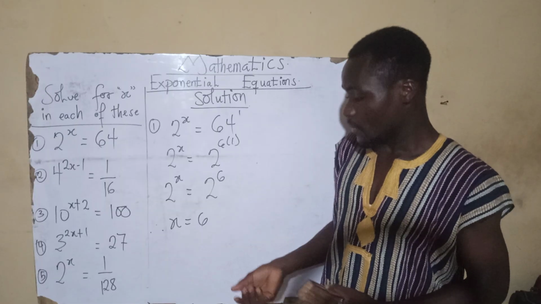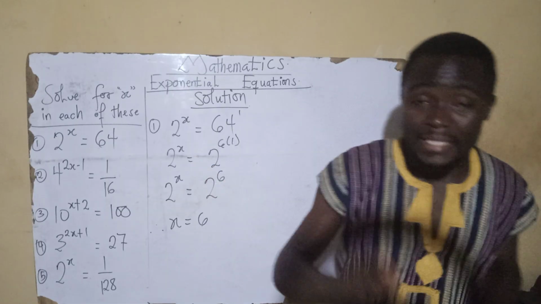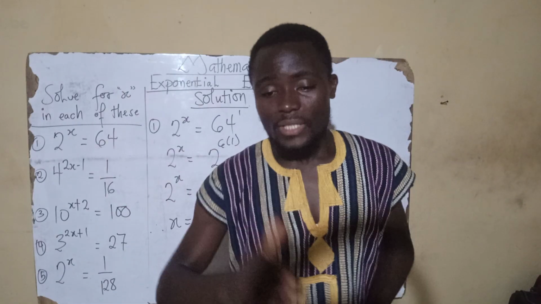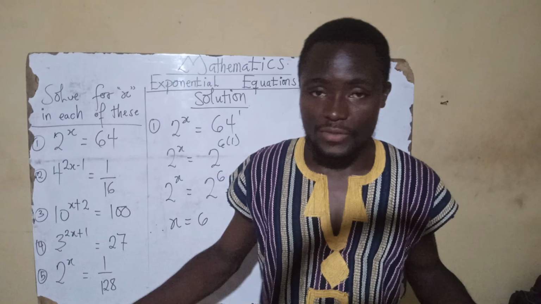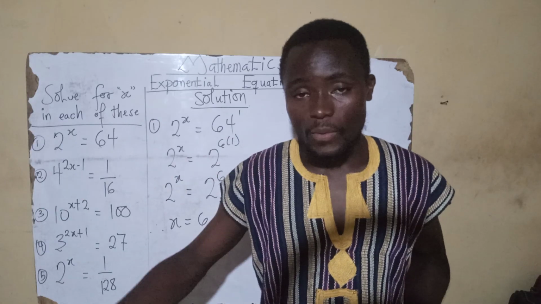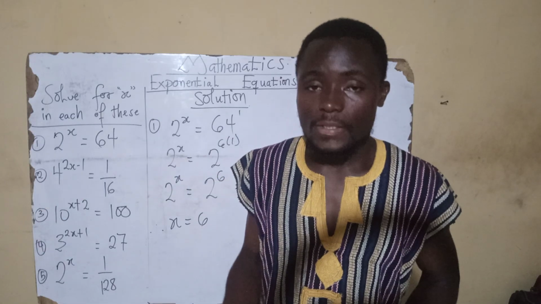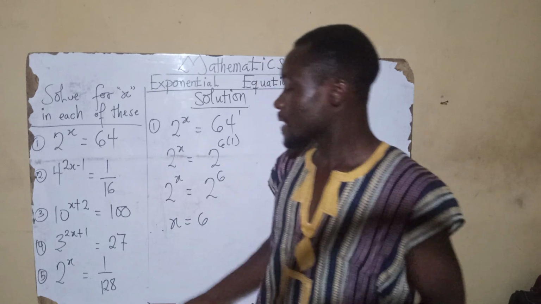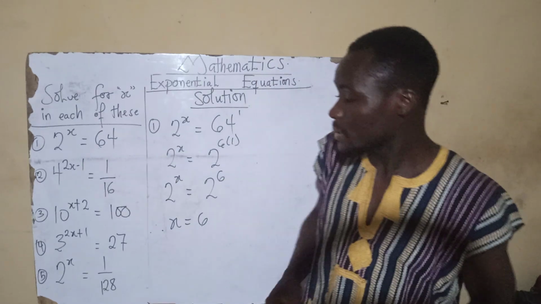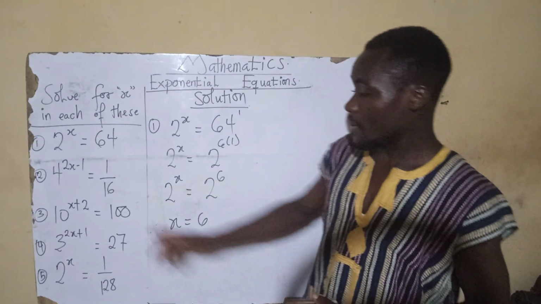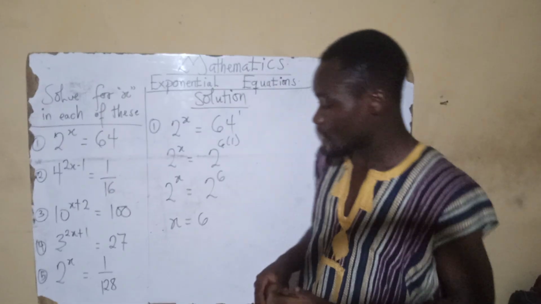Okay, very good. So always have it in mind that the bases should be the same. As soon as the bases become the same, then you are free to go. You can now equate the powers, then you solve it further. Thank you very much. Now let's dive into question number 2.